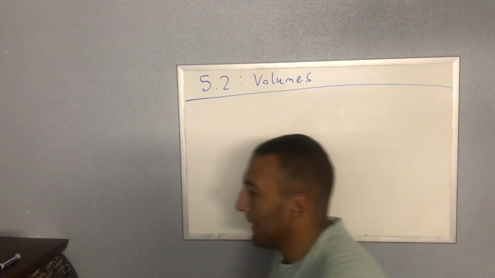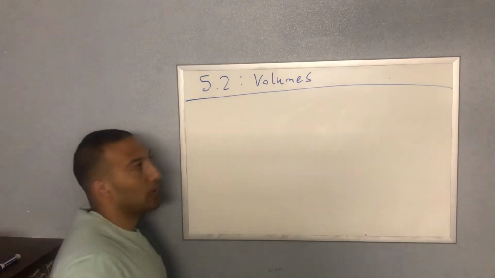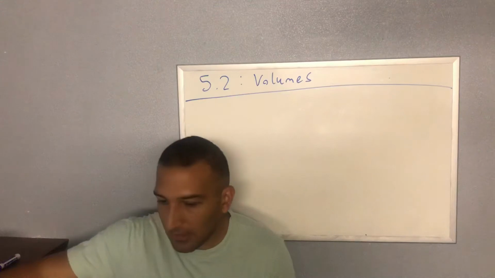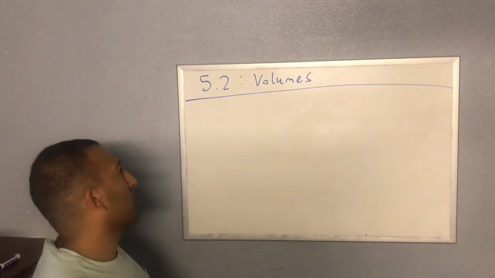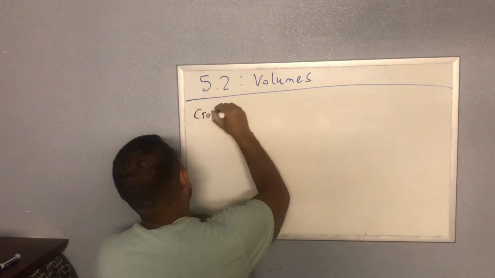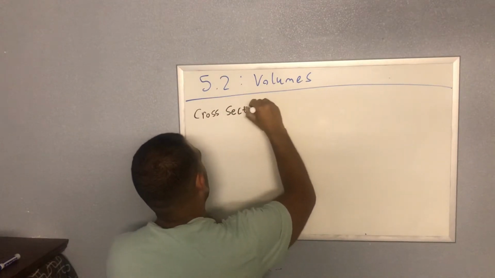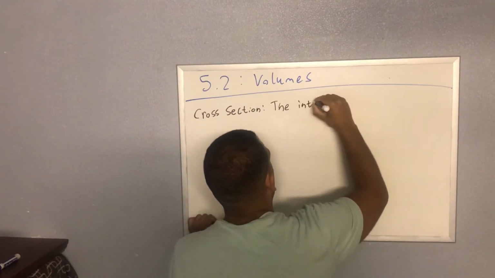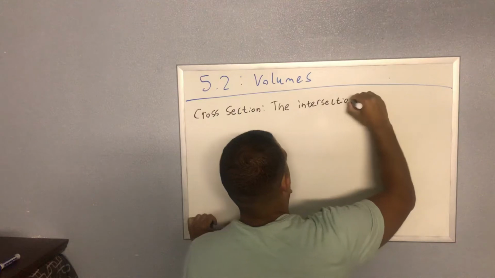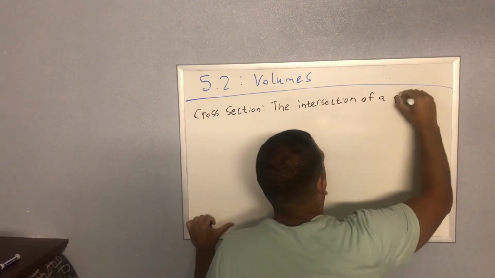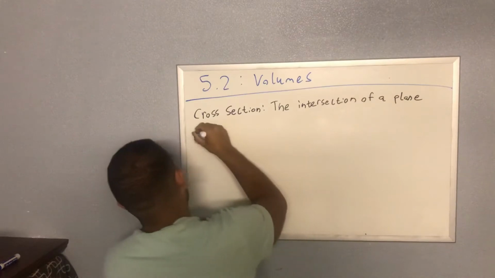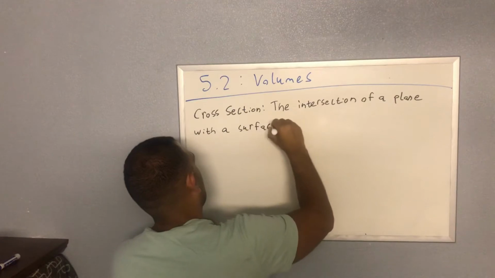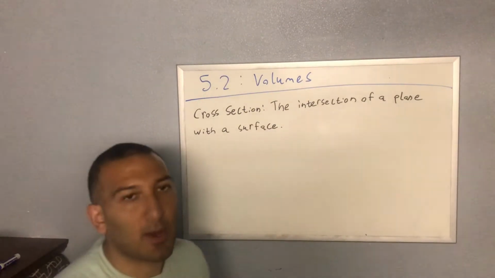All right, hi everyone. Last time we were on 5.2 volumes. That's just the name of the section. And we finished off talking about what a cross section was. So remember, a cross section, very important to know what this means. This is the intersection of a plane with a surface. Okay, and by surface I just mean some object.